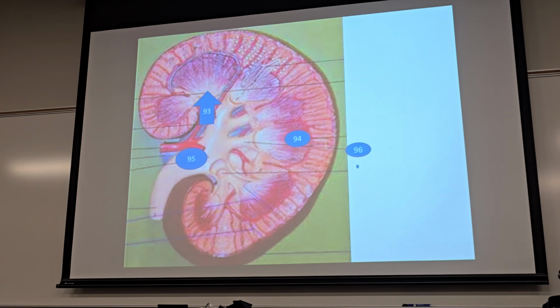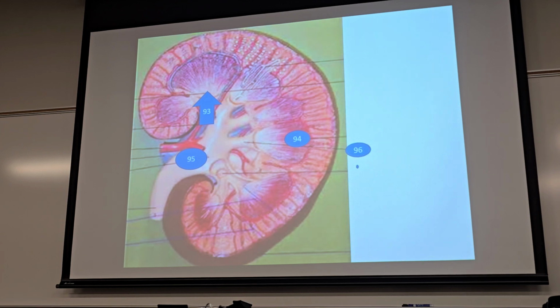Now, what about 94? Renal pyramid. Right. I'm glad you guys didn't say medulla. Now, if the question was asked, identify the region, then you know that is the medulla. If it's asking for the structure, then it would be pyramid. That's the structure. And number 95, what's that?